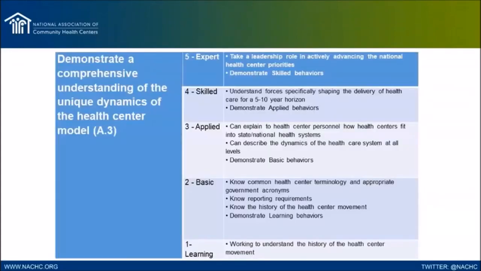So the second task is demonstrating a comprehensive understanding of the unique dynamics of the health center model. This one's pretty easy for me to talk about because most of us who work in health centers have a pretty clear mission, a clear understanding of why we do what we do and why we work in this environment. And I hope that, as a clinical leader, we can spread that to our colleagues.